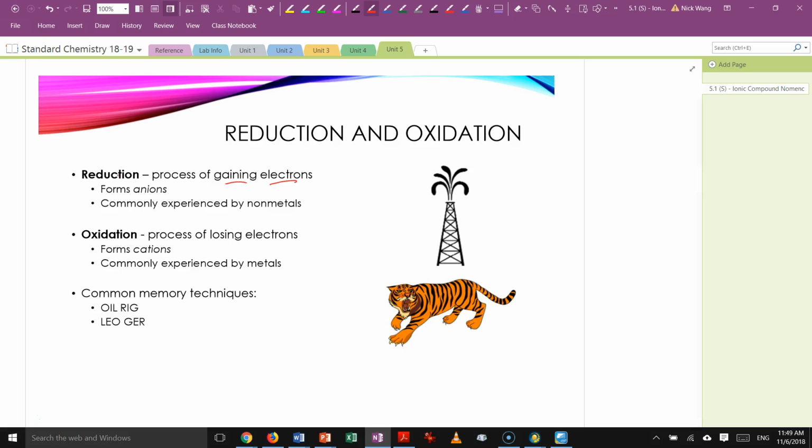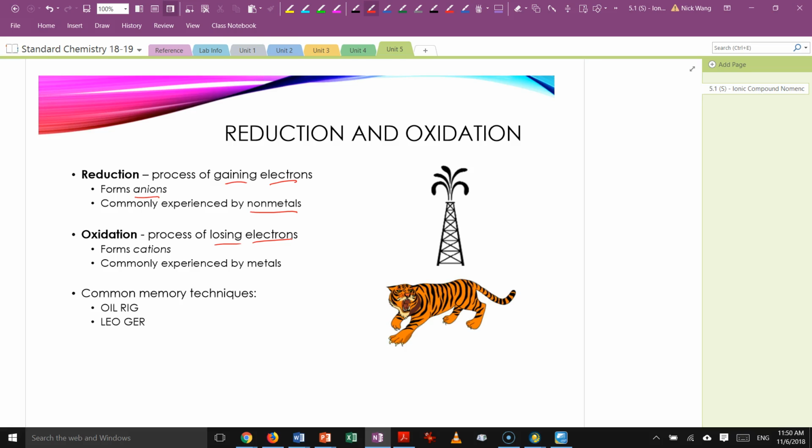So as you reduce something, these form anions, right? Because you've gained electrons, you've gained negative charge, so these are negatively charged. And these are very commonly experienced by your nonmetals. So again, nonmetals undergo reduction to become anions. Oxidation, on the other hand, is the process of losing electrons. So this is the opposite process of reduction. Gaining electrons is reduction, but the opposite process of losing electrons is called oxidation. These form positive cations because you're losing negative electrons, so it becomes positively charged cations. And this is mostly experienced by our metals.